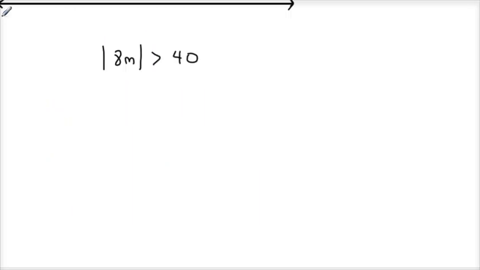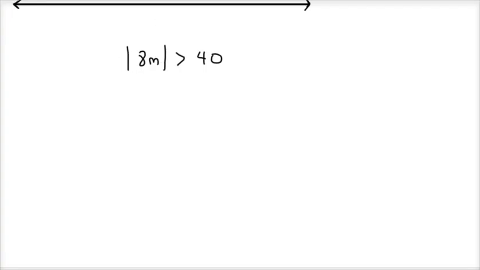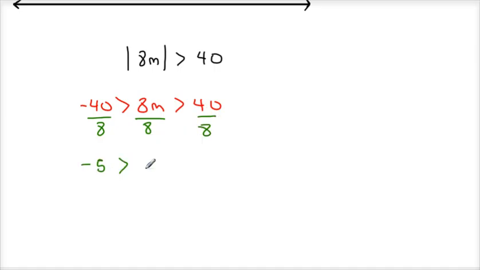Okay, absolute value of 8m is greater than 40. So again, I'm going to start with my middle term, 8m greater than 40 or less than negative 40. Okay, it's a little different in this one. Going to divide both sides by 8, all sides by 8. So I have negative 5 greater than m, which is greater than positive 5.